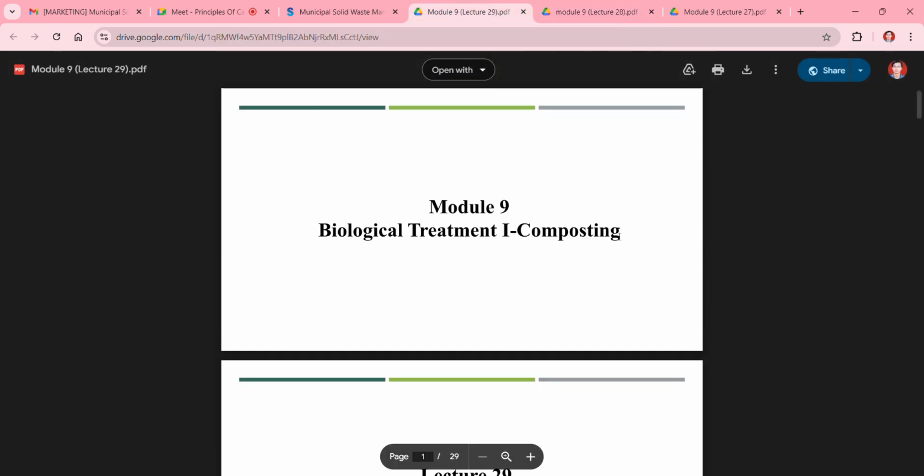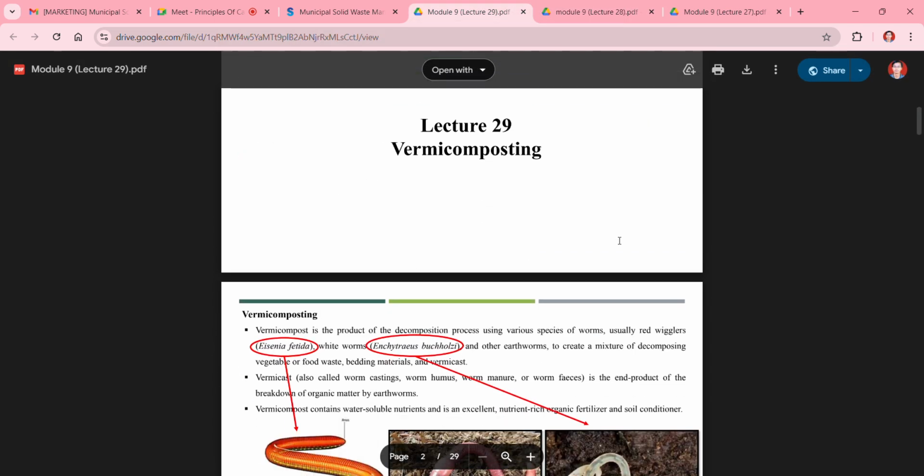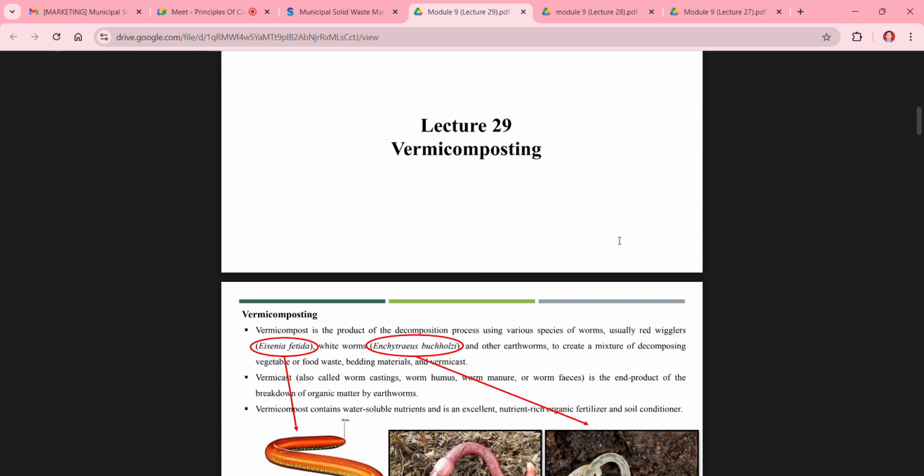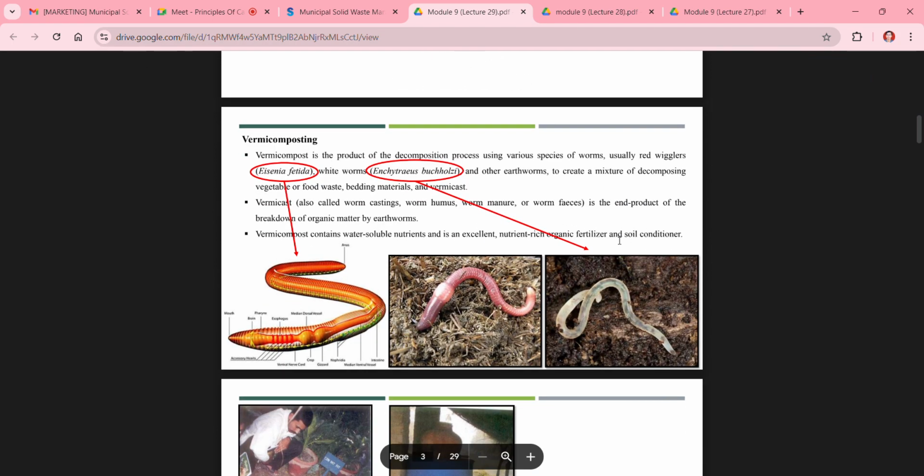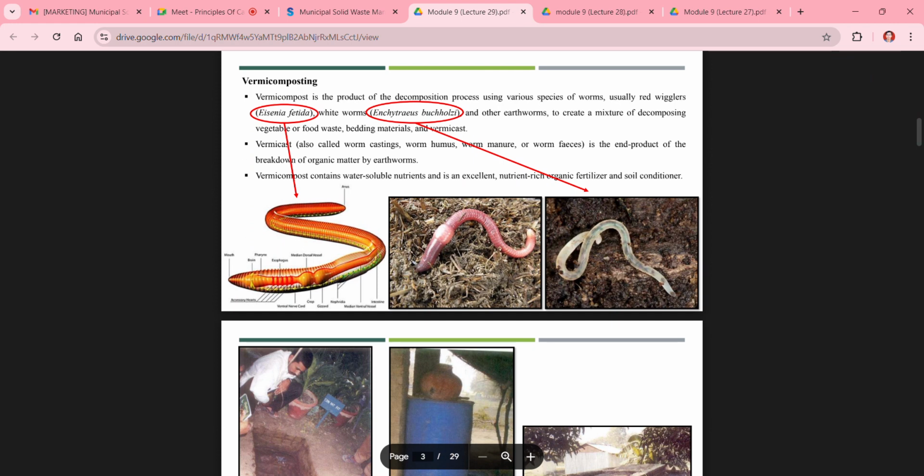Then coming to the last, third lecture of the week. We were talking about composting processes. Now there is one more composting process which is known as vermicomposting. Vermicomposting is a similar process to composting, but in the vermicomposting process, as the name suggests, it requires some worms, and those worms are generally earthworms.